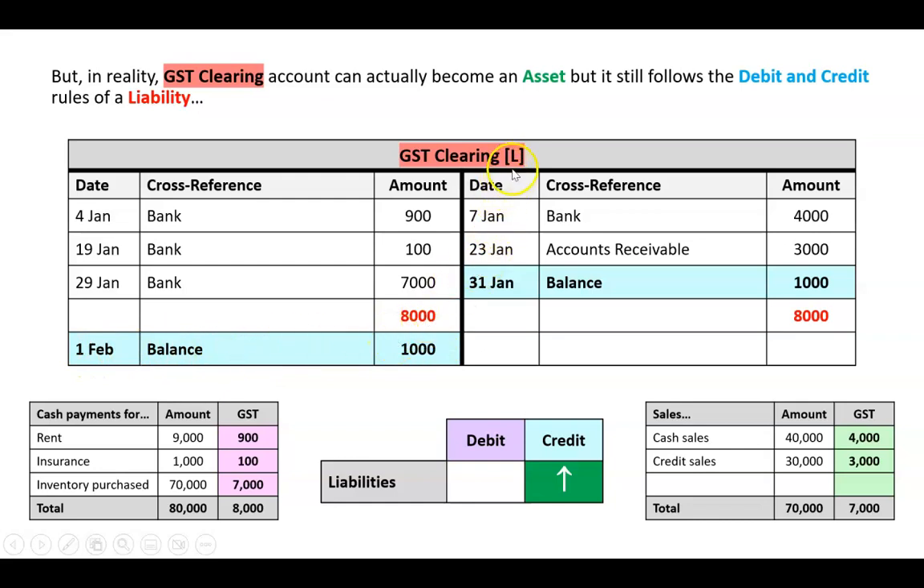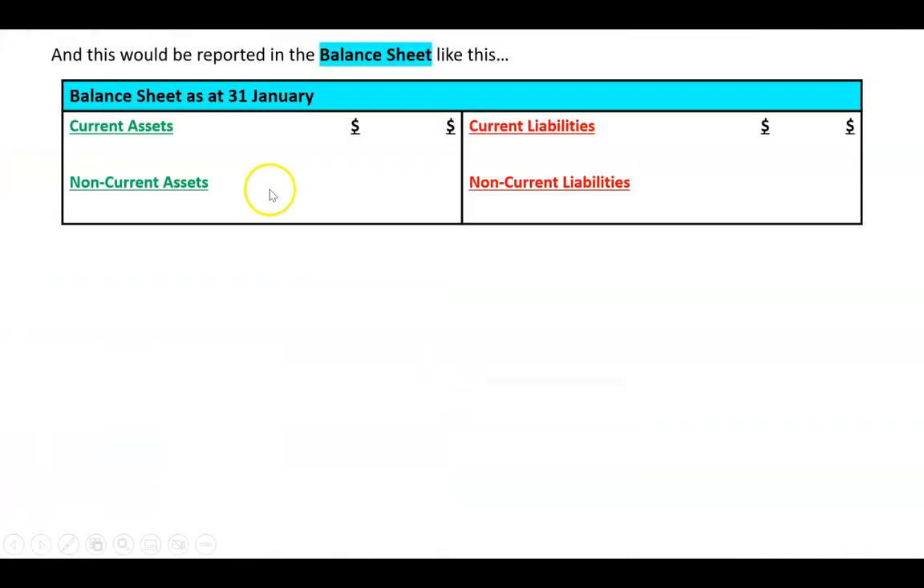What does that mean? It's a liability with a debit balance. That seemingly makes no sense. It just means it's kind of like a negative liability, but that's not really a thing. So what we do is we say this GST clearing account is actually now an asset because it has a debit balance. And in our balance sheet, when we do our report, instead of it popping up under current liabilities, it's now going to pop up here, and we're going to call it GST clearing. And in this case, it'll be 1,000.